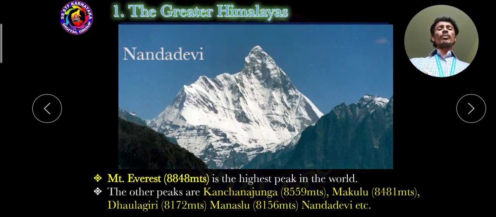Among all these peaks, the highest peak in the Greater Himalayas is Mount Everest, and the highest peak in the world is also Mount Everest. Its height is 8,848 meters.